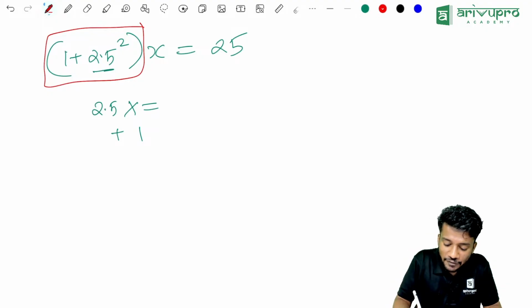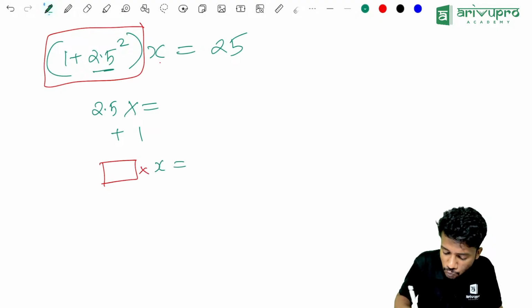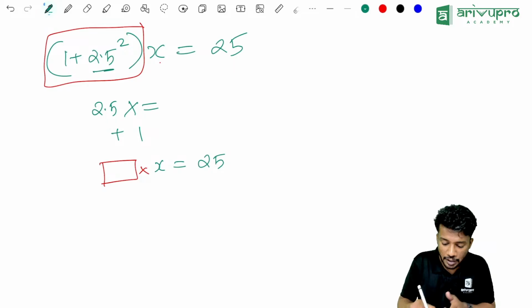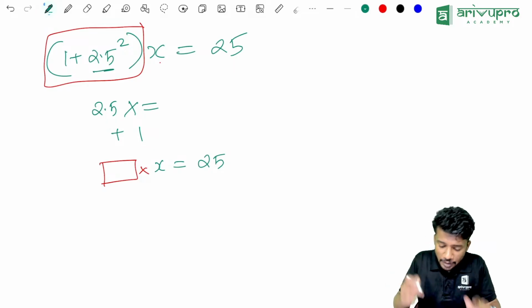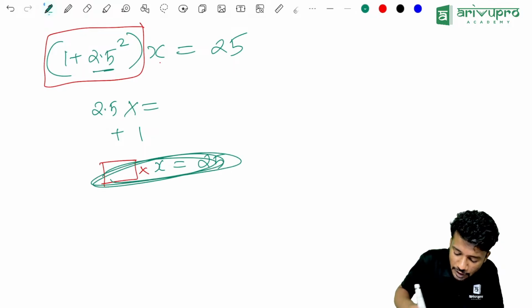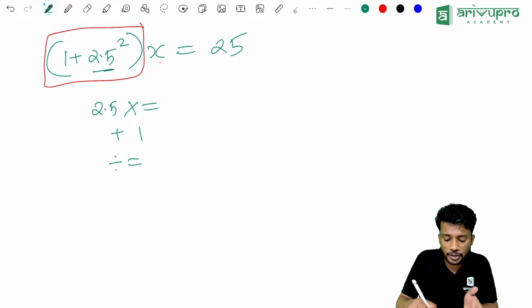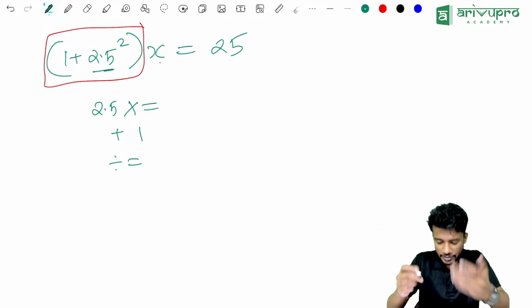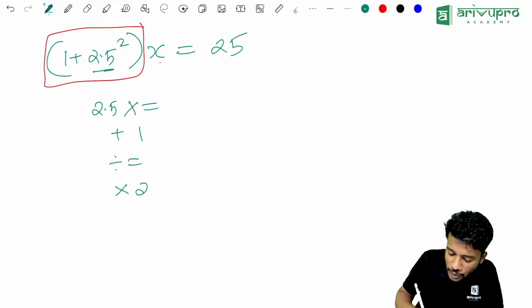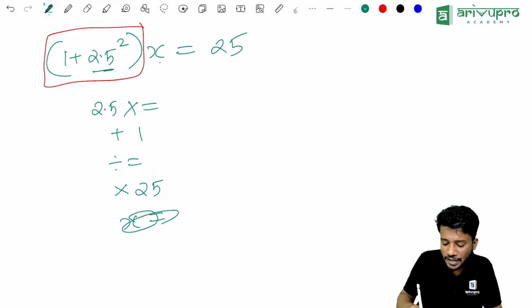Now you need to find the value of x, correct? Now that bracket is along with our x, which is equal to 25. Now we need to take this bracket to the other side. How can you do that? Now if you click divide equal to, whatever is in that bracket goes to the other side as the reciprocal. Finally you can multiply it with 25. You will get the answer of x.